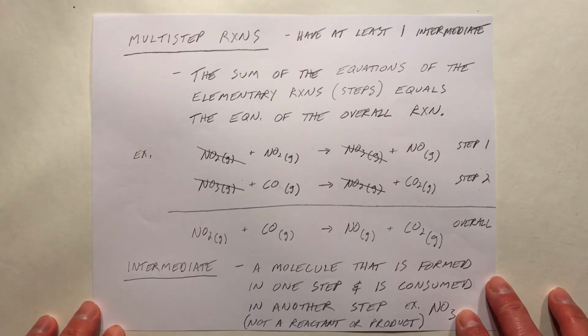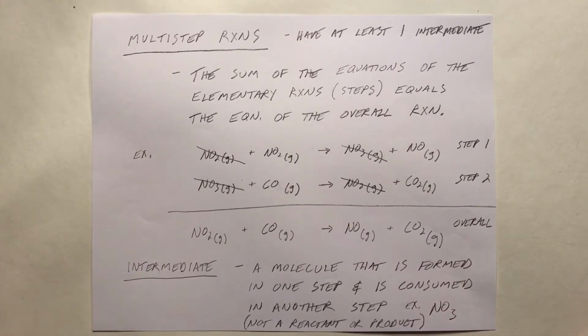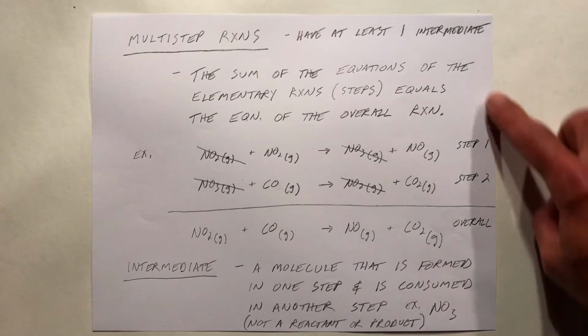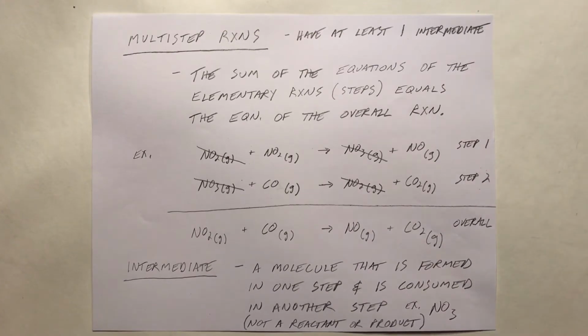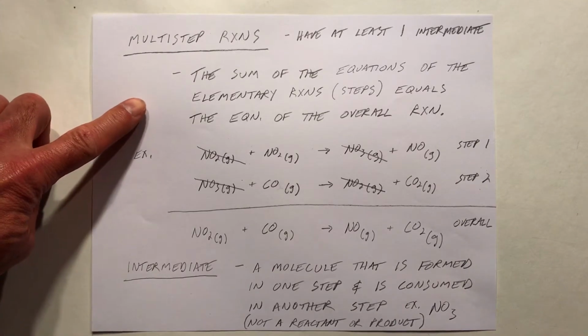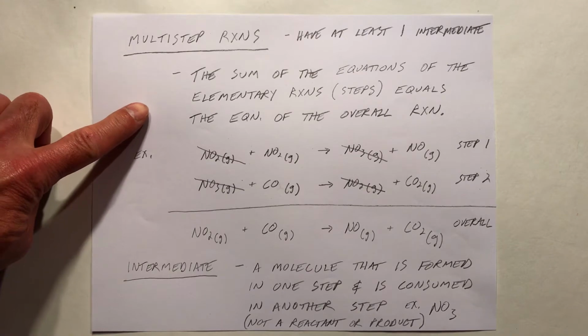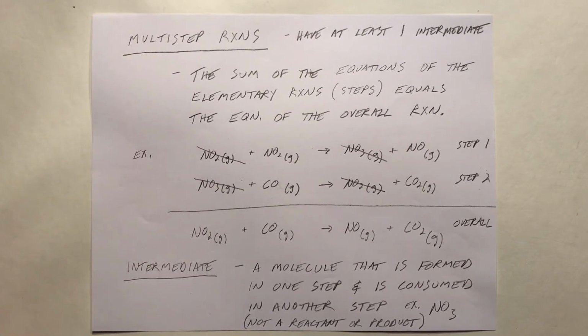So it's important to understand that when we're dealing with multiple step reactions or multi-step reactions, there will be at least one intermediate that's involved. And we could say that for multi-step reactions, the sum of the equations of all the elementary reactions, or all the steps, equals the equation of the overall reaction. Let's take a look at an example here.